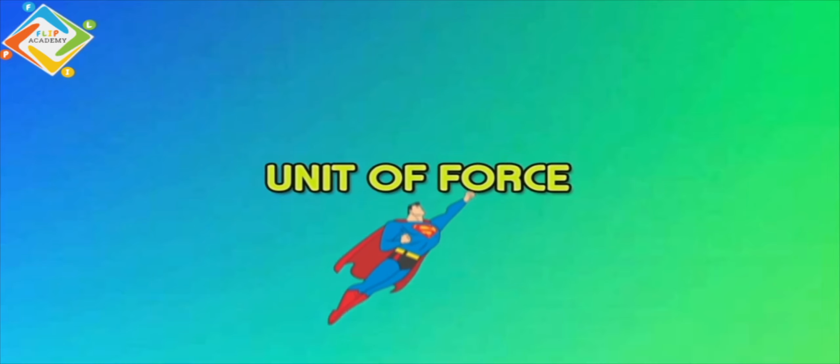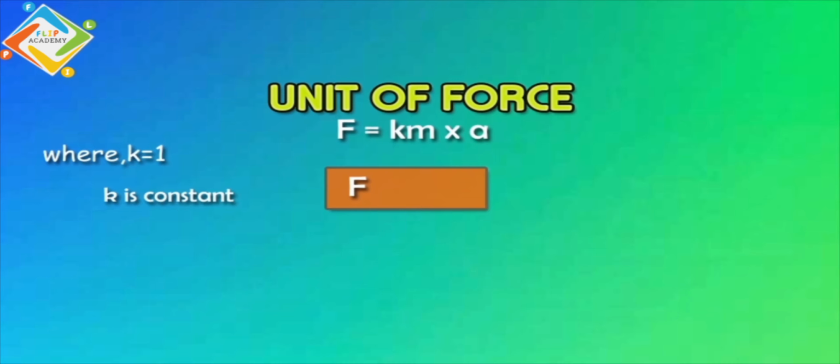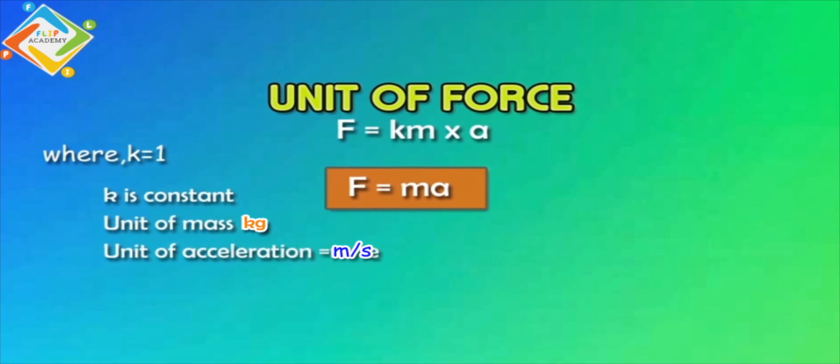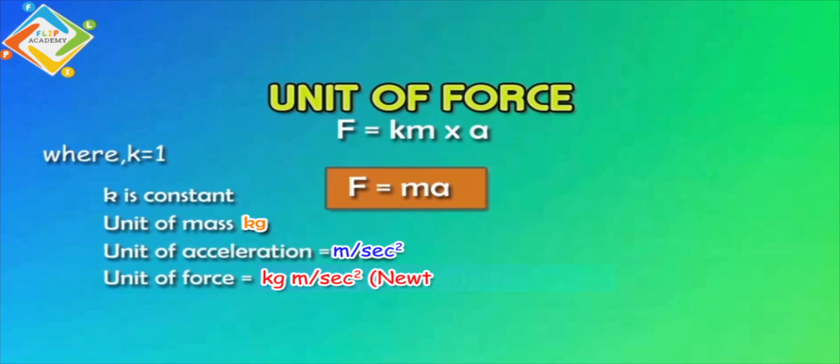Now let's see the unit of force. From the above formula, we saw that F is equals to K m into a, where K given to us is equals to 1. So on putting the value of K, F becomes equals to m into a. Now the unit of mass is given to us in kg. The unit of acceleration is meter per second square. So the unit of force now becomes kg into meter per second square, that is kg meter per second square. And this whole term is represented by Newton. It is represented by capital N.